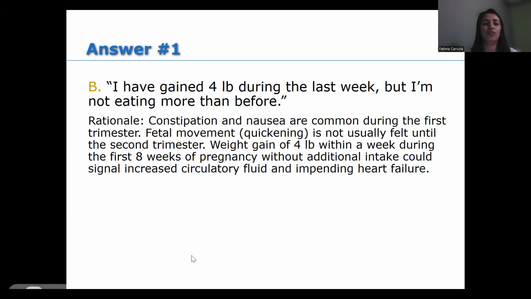B. Okay, so the rationale is there. Constipation and nausea are common during the first trimester. Fetal movement or quickening is not usually found at this time. And then, of course, weight gain of 4 pounds within a week during the first 8 weeks without additional intake could signal an increased circulatory fluid and impending heart failure.